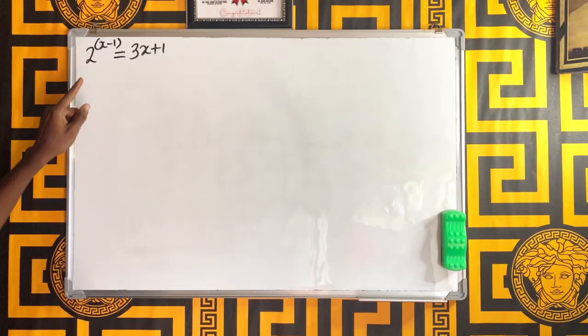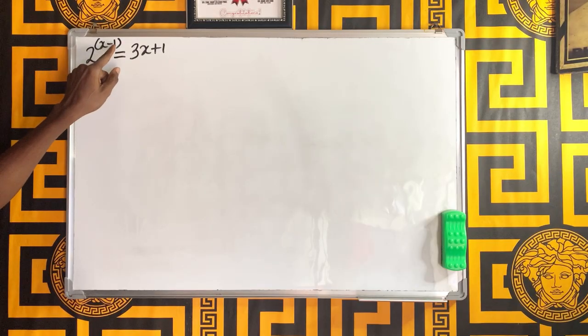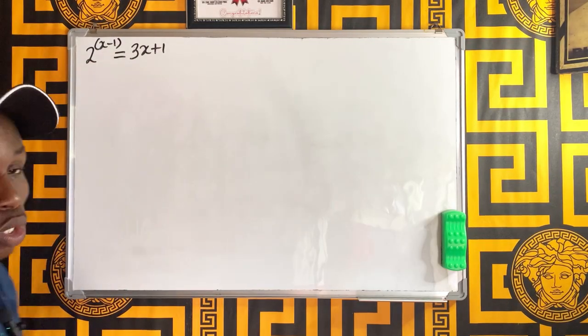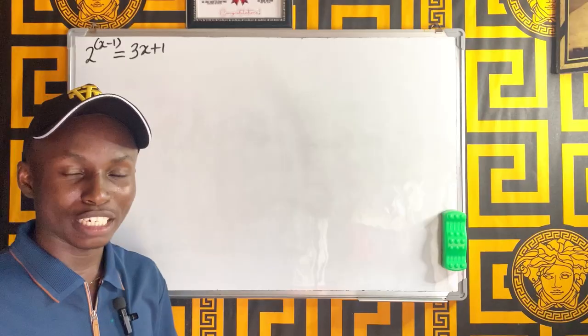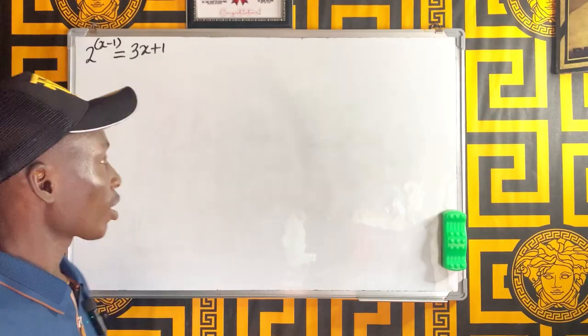Let me show you how to solve this question on the board. Now look at what you are given. You have 2 raised to x minus 1 equals 3x plus 1, and we are expected to find the value of x.